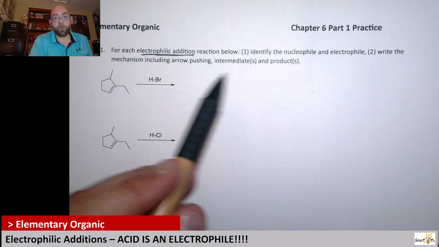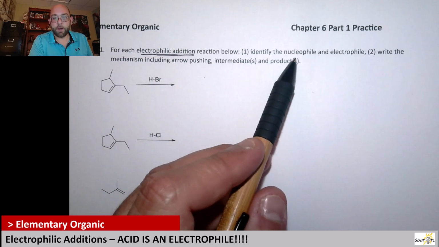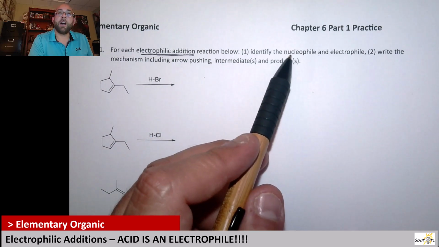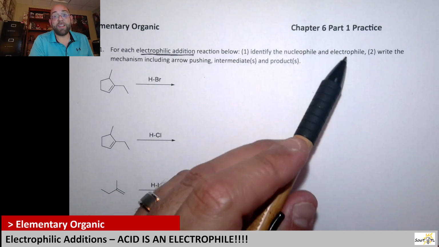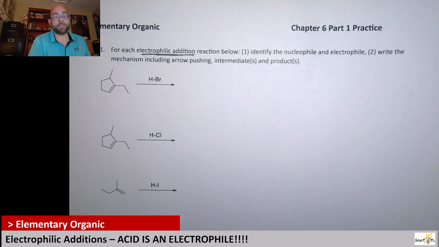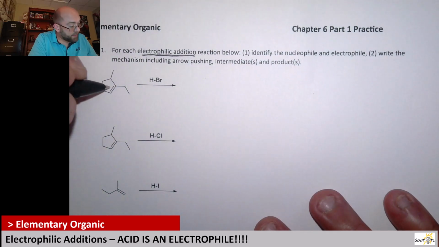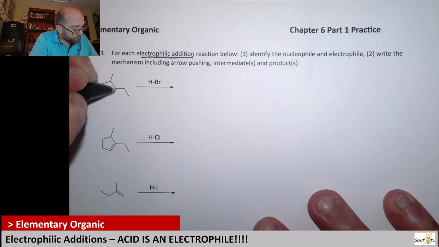In order to do some of this, it's also important for us to understand the nucleophile and the electrophile, like what that is. Okay, so let's hop into it. For each one of these, if we start with our first reaction here, all of these reactions for this page are an electrophilic addition. So what does that mean? That means we're going to add something across this pi bond.